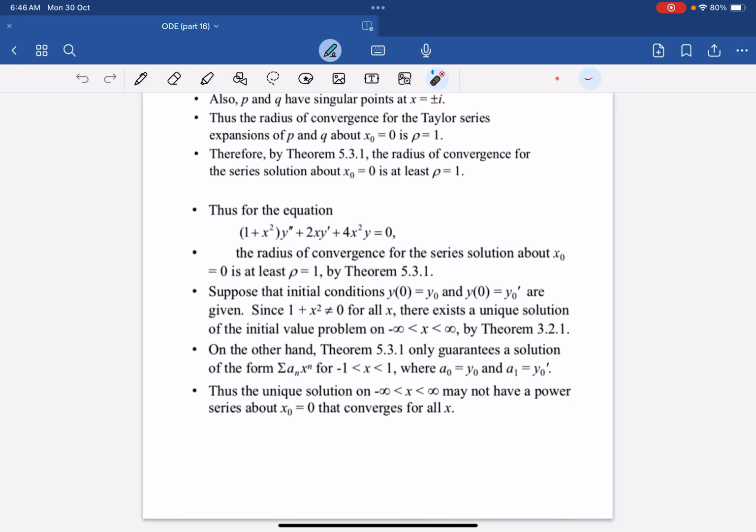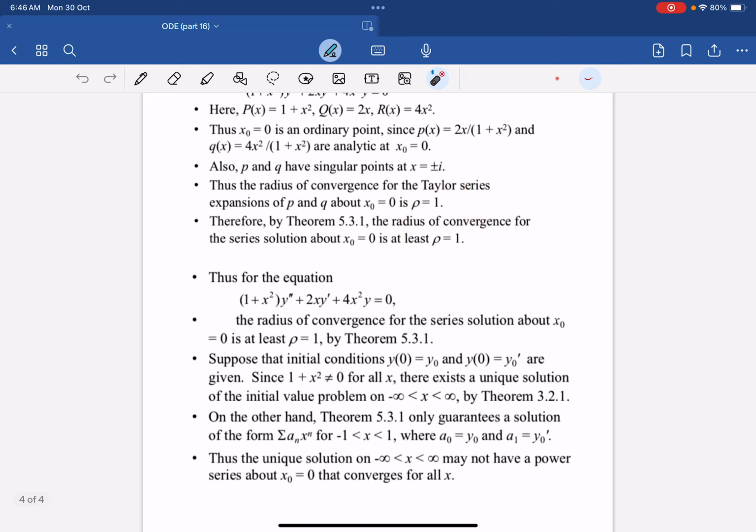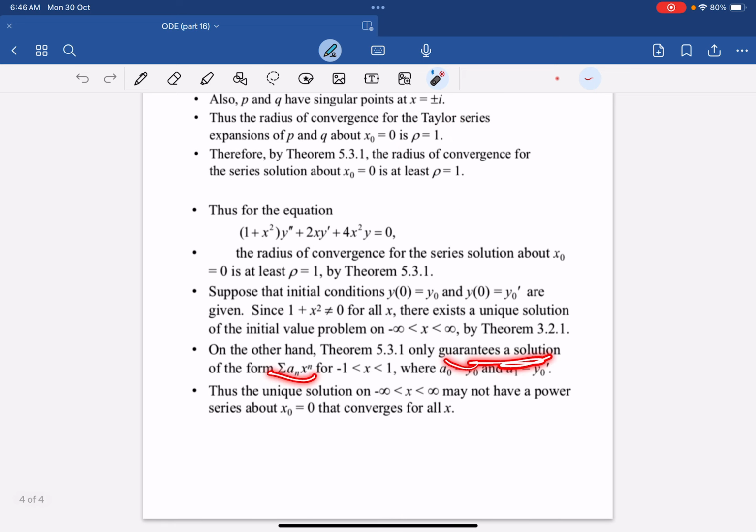So what does this imply? It does not imply that the unique solution is the power series, because this radius of convergence is 1, so it only guarantees that there will be a solution of the form of a power series between -1 and 1. But we know that the unique solution must be for the whole reals. So they might be equal in value only in -1 to 1, because this series solution may blow up outside this range.